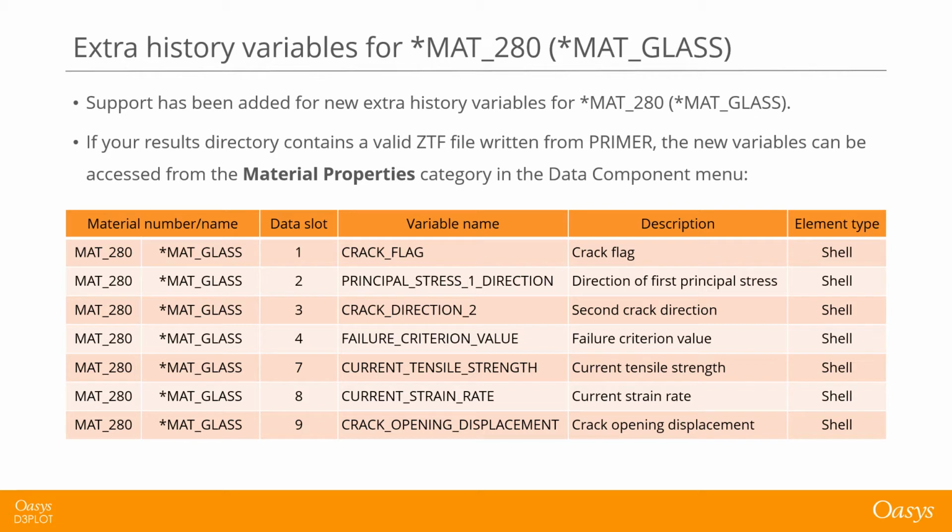If you have a valid ZTF file written from Primer, you can access the results from the Material Properties category in the Data Components menu. As a reminder, ZTF files contain extra information not in the normal LS-DYNA database files. It is a static file that contains no time history data, but information such as part, section, and load data. Additional details about what has been added and the descriptions can be found in the table shown.